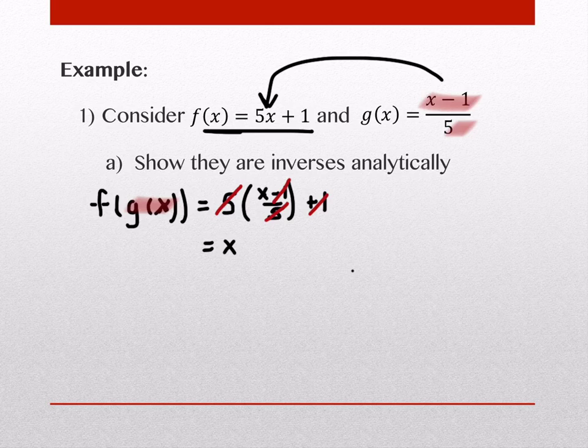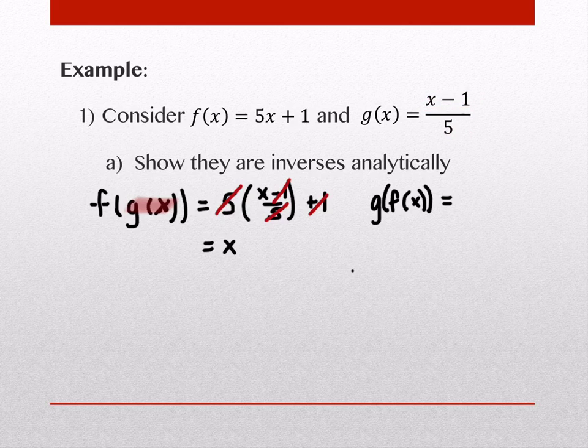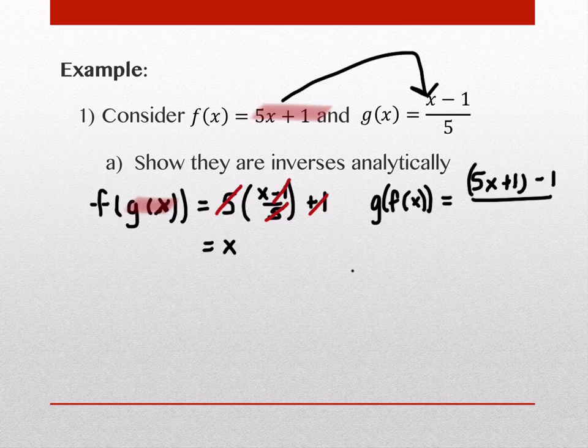Now, that's only half of the question, though. You have to do it both directions. Not that the other direction's any more difficult, but sometimes weird things happen in one direction that don't in the other. So now we're going to do it the opposite way. We're going to take everything that f of x is, which is the 5x plus 1, and we're going to plug it in place of the x in the g of x equation. So instead of x, we're going to have 5x plus 1. And then we're going to have minus the 1 and divided by 5.